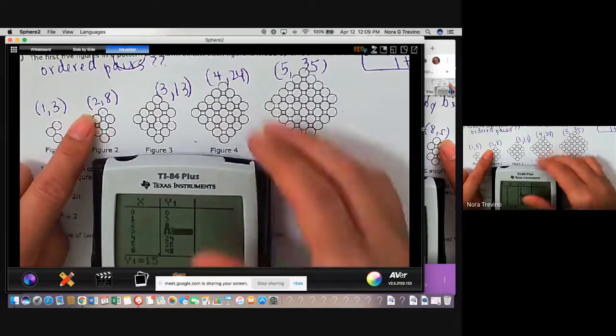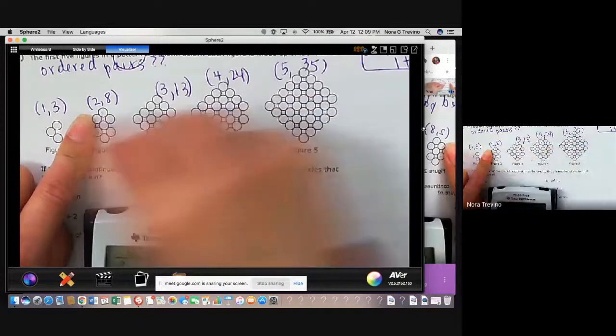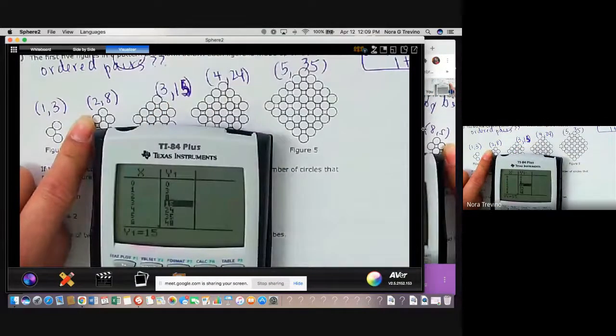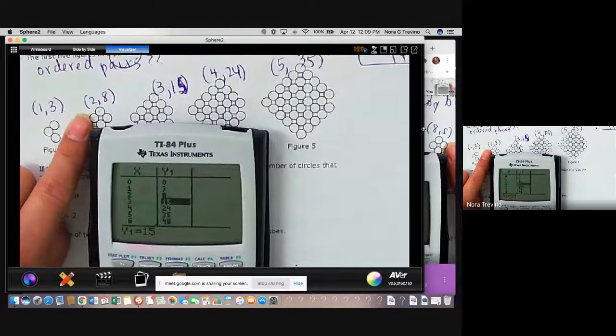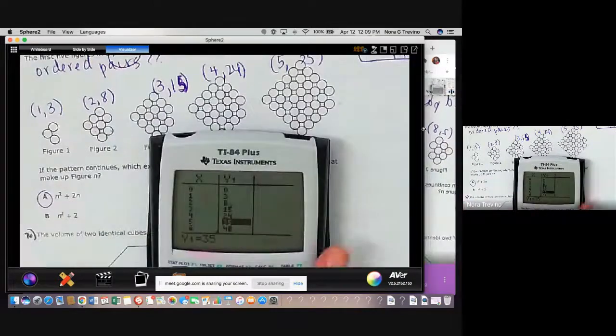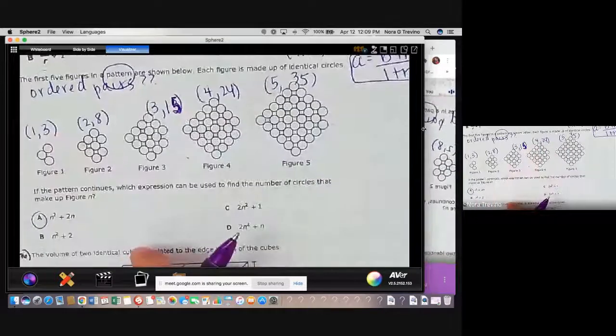Well, I might have miscounted. So let me see. 1, 2, 3, 4. 4 times 3 is 12, so 15. I miscounted. This is 15. So does it show 3, 15? Yes, it does. Does it show 4, 24? Yes, it does. And 5, 35? There's your answer. It's that one. So you're just checking to see if those ordered pairs appear in the table.